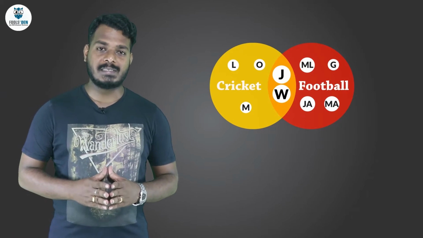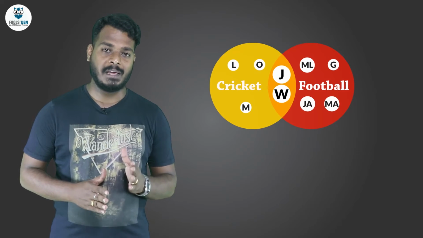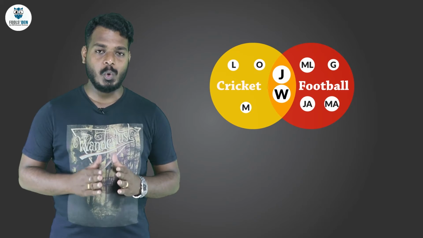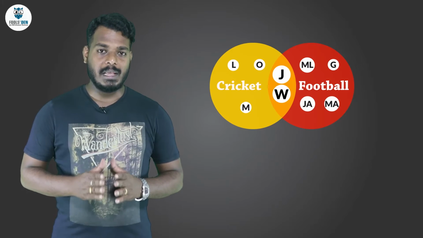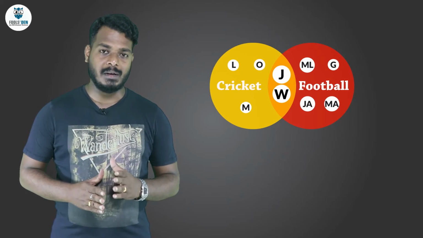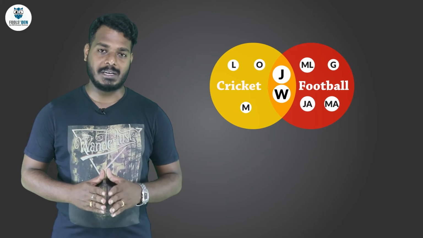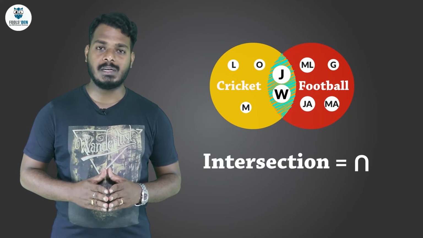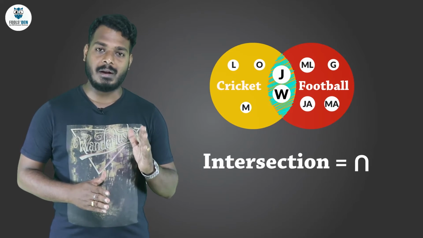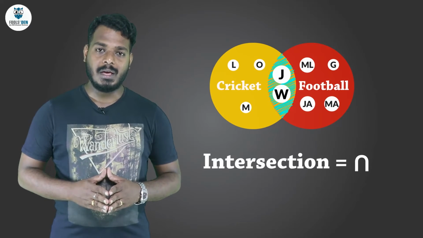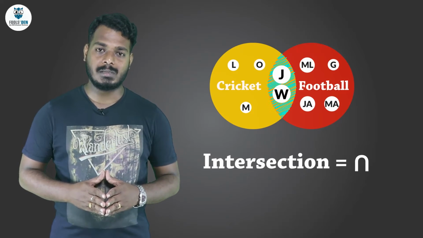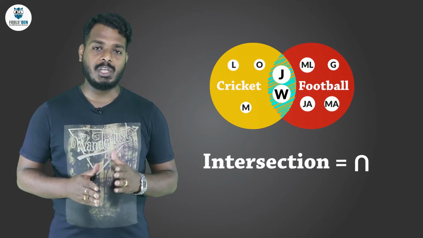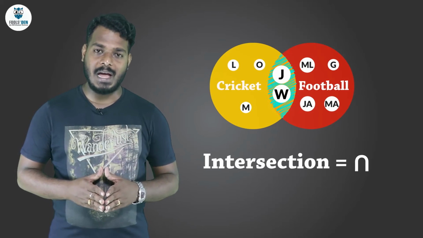Here the first circle represents those students who like playing cricket and the second circle represents those students who like playing football. There are 2 very important concepts to be learned here. One is intersection. Intersection is nothing but the common area between the 2 circles. That is, the area where Jack and William are is called the intersection of the 2 circles, and it is represented by an inverted U. The symbol looks something like that.